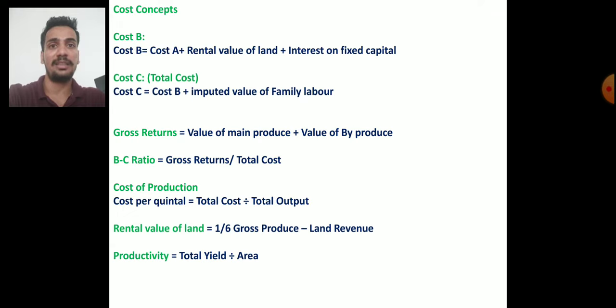Okay. Then rental value of land, as I said earlier, is 1/6 of gross produce minus land revenue. Then how to calculate productivity? Total yield divided by area. Now we will see the actual calculation of cost of cultivation. How to calculate cost of cultivation for 1 hectare of soybean. It is a hypothetical example. Don't write it as it is. It is only a hypothetical or imaginary example of 1 hectare of soybean.